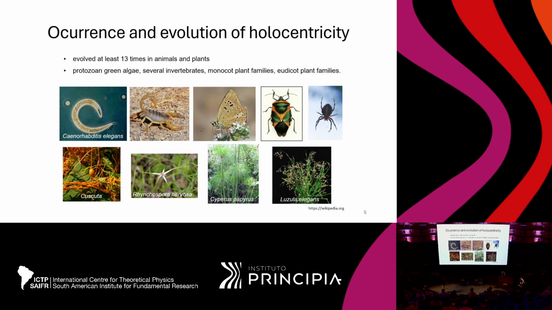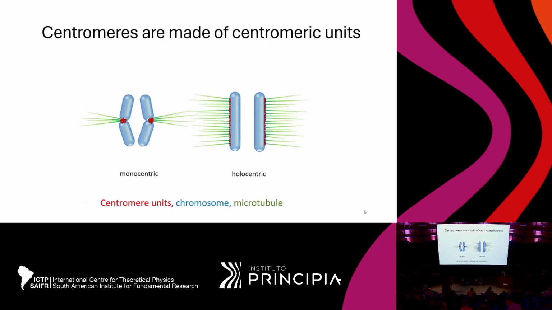This evolution to the holocentric type happened many times during evolution. And we see them in different species, from arthropods like scorpions, we see butterflies, we see many plants. And they evolved independently. So it seems that once it happened, it's very advantageous that way. It happened somehow, and we don't know how, but independently, and it seems to be nice for evolution.